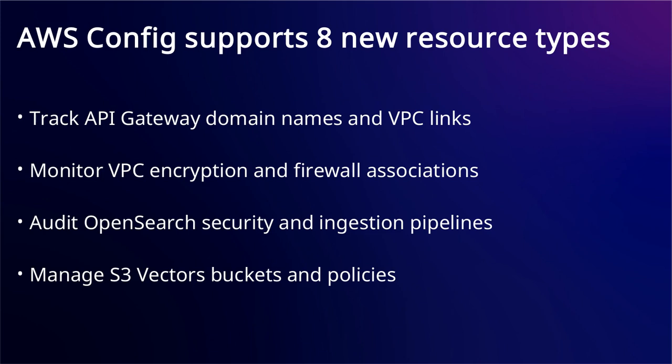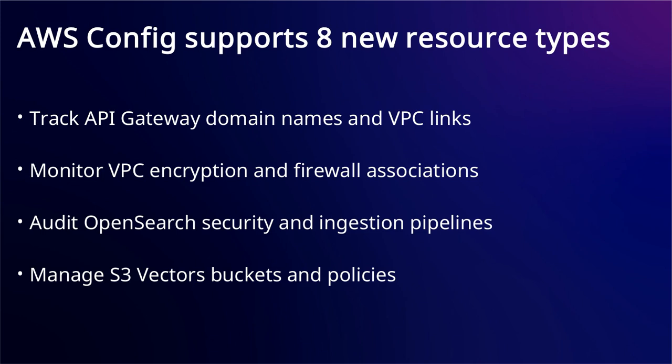You can track API Gateway domain names and VPC links to monitor your API infrastructure. You can monitor VPC encryption controls and network firewall container associations to strengthen your network security posture. You can audit OpenSearch serverless security policies in OSIS pipelines to maintain data ingestion compliance. You can manage S3 vectors buckets and their policies for vector storage governance.